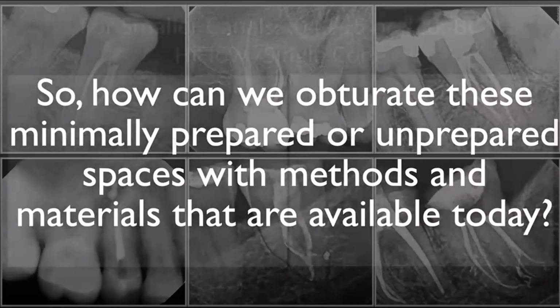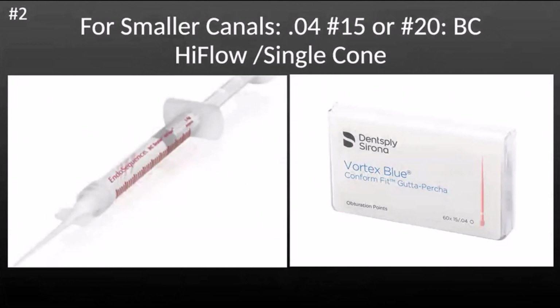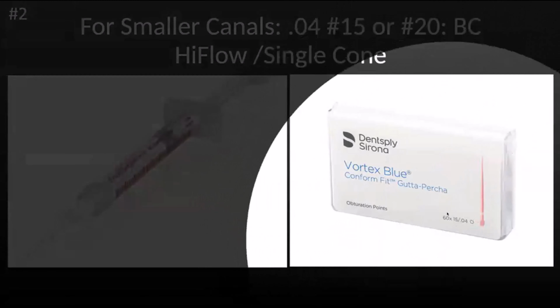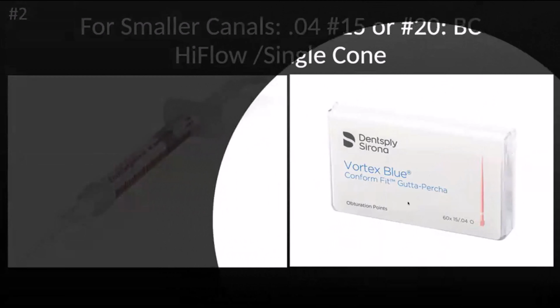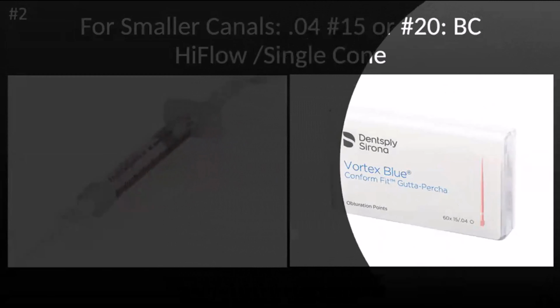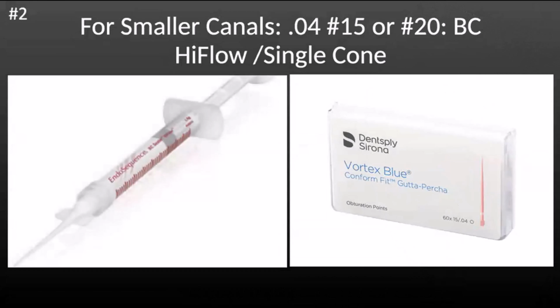But the bulk of our cases that we're shaping are finished at around a 1504 or 20 at most. And what we're doing is a single cone, synchronized hydraulic condensation technique with bioceramic sealer or high flow. Most of my obturations, I'm using this 1504 cone from Dentsply, this Vortex Blue Conform Fit Gutta Percha. It heats really well, sears nicely, it's clean. So we like using that.